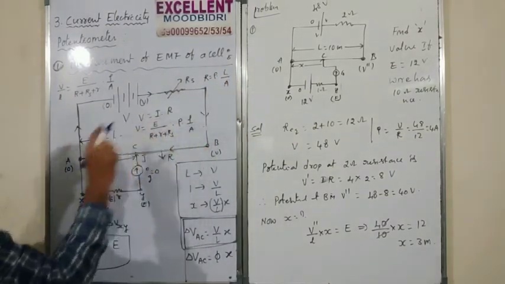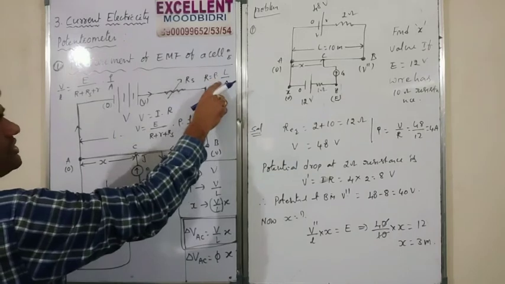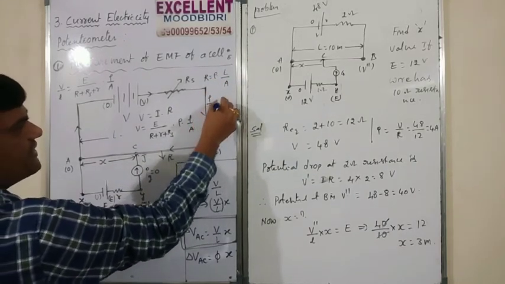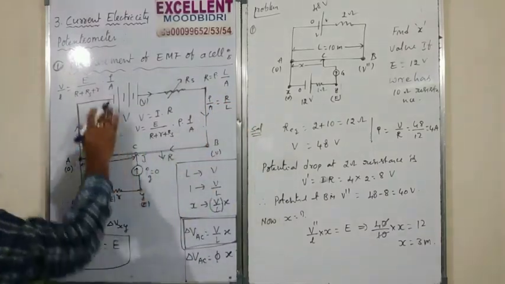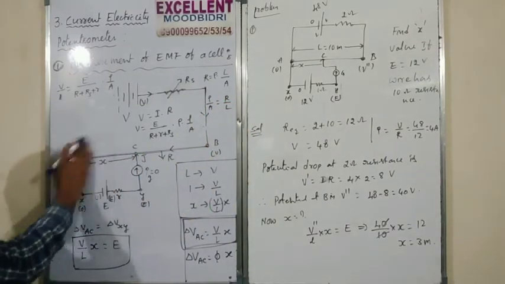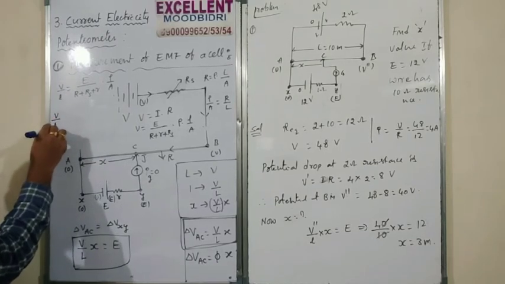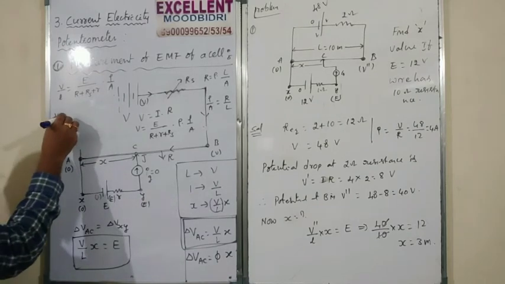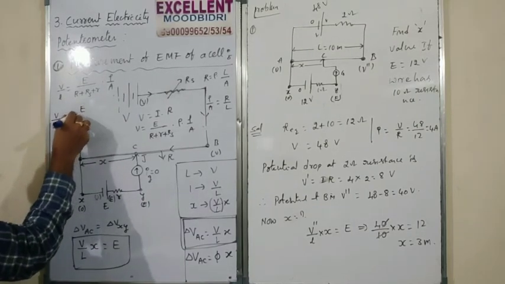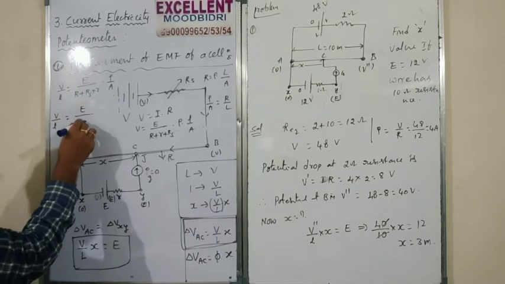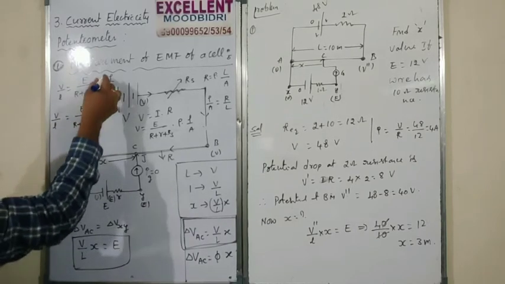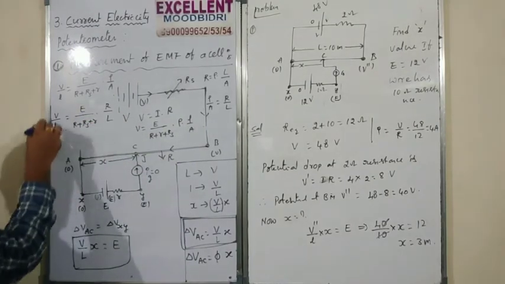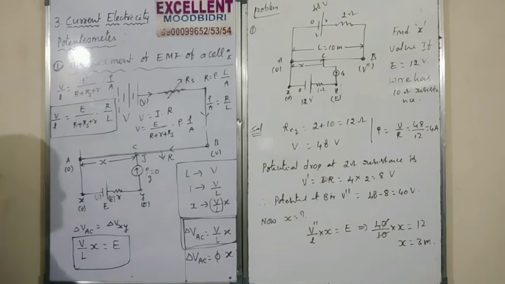So, total length this one. R is rho into L by A. So, now rho by A, what we can write? R by L. Correct? R by L. Therefore, finally I will give one special formula. What is V by L? Potential gradient. Potential gradient is equal to E by R plus RS plus r, into rho by L. Rho by A is nothing but R by L. This is one of the most important formulas for solving problems.